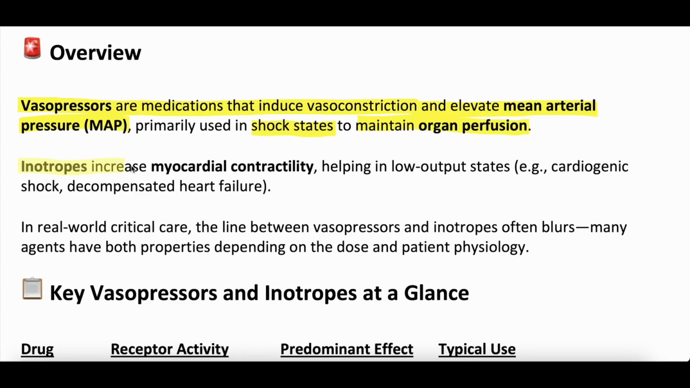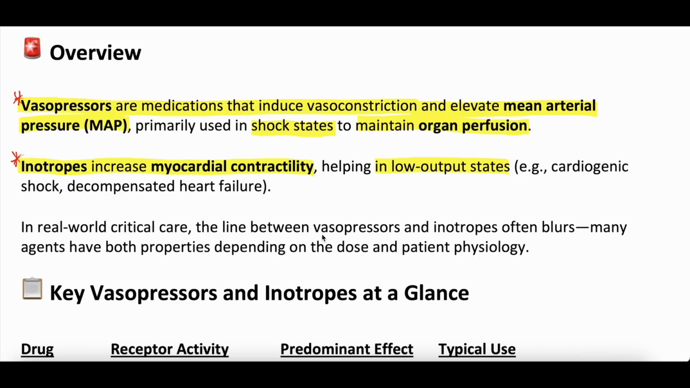Inotropes actually increase myocardial contractility, right? The squeeze of the heart muscle. And this helps in low cardiac output states like cardiogenic shock or decompensated heart failure to improve the squeeze of the heart, improve the cardiac output, and improve organ perfusion. So these are two very different therapies, but they're two that we often need to try to optimize organ perfusion.